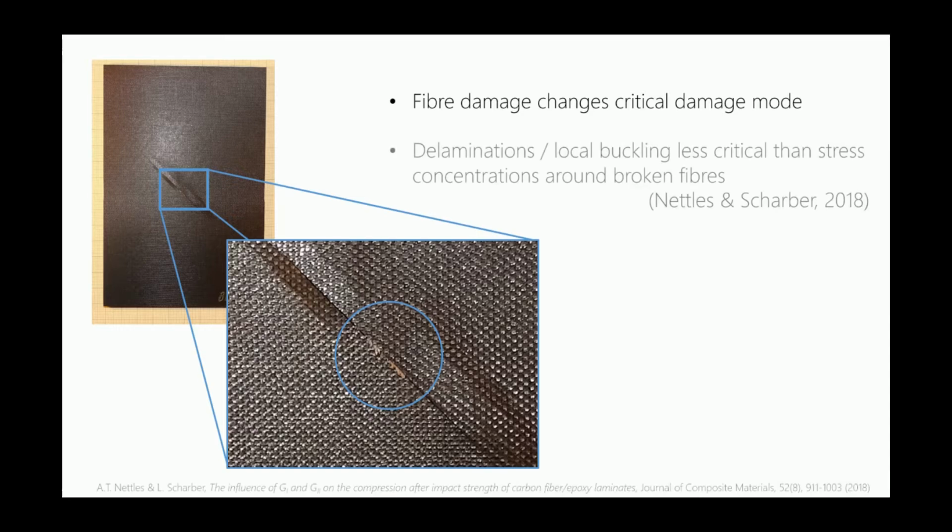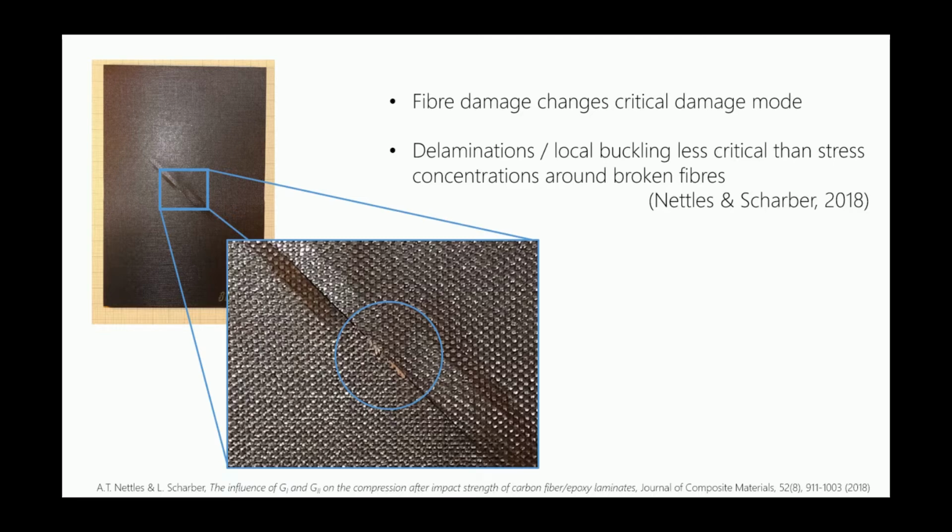the 0-degree fibers. Due to the presence of this fiber damage, the critical damage mode triggering final failure of the composite will change. It is usually assumed that unstable delamination growth or local buckling are the critical damage mode. However, once fiber damage is present, it is the stress concentrations around these broken fibers that will trigger the final failure by initiating further fiber damage in the material.